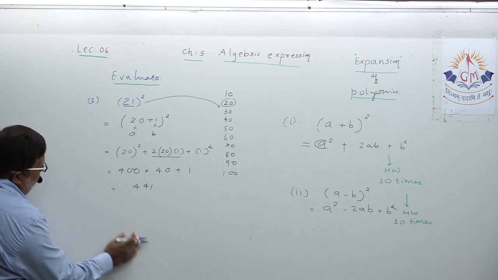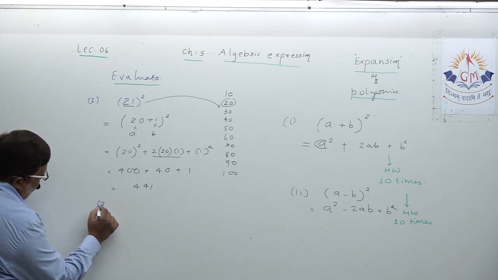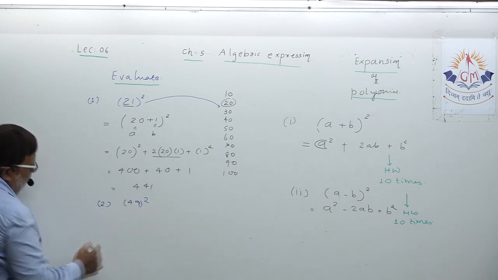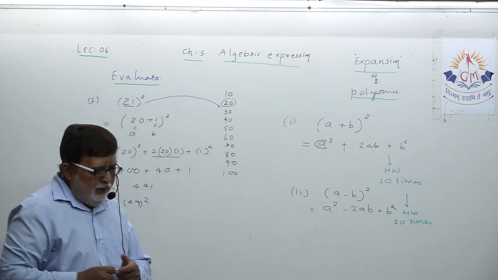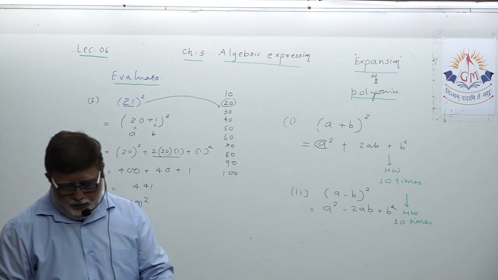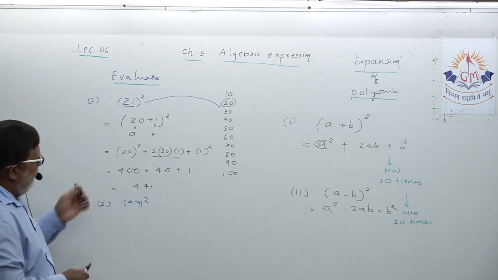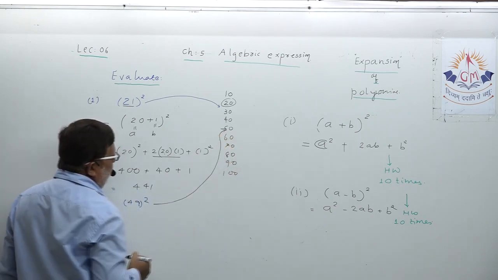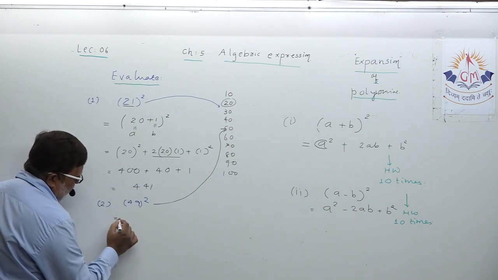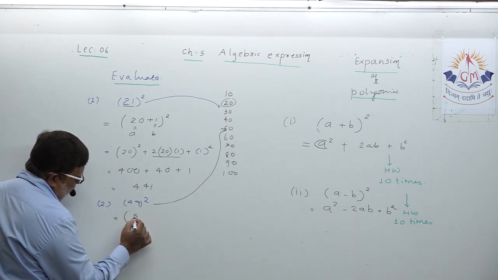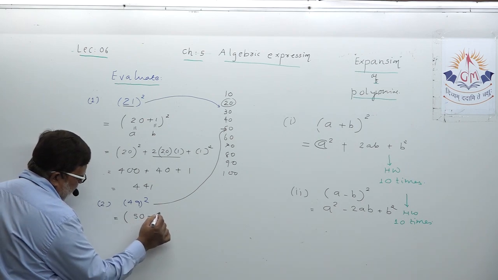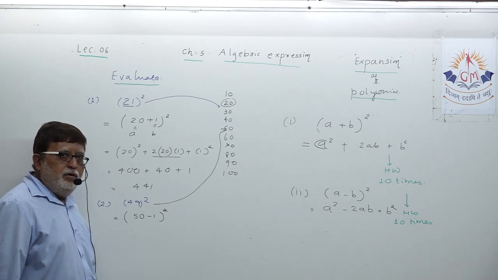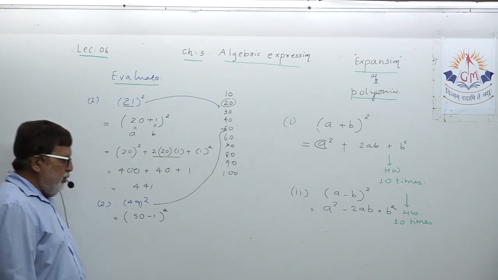Suppose I take another one. Take an example, 49 square. Can you guess before me? 49 is near to 50, so I will split the number as 50 minus 1. That is common sense you can understand. 49 means not 50 plus 1, but 50 minus 1.